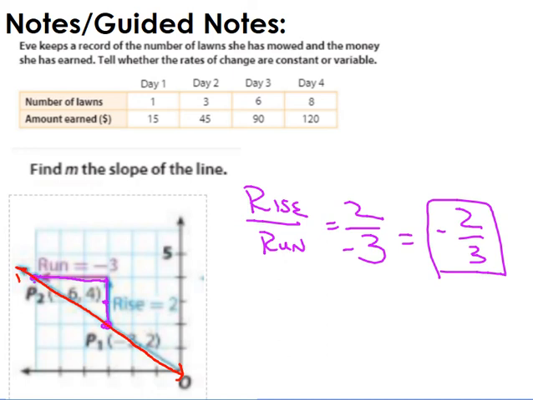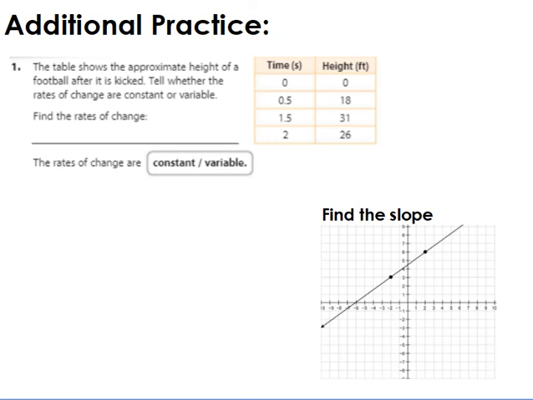We're going to practice a couple more of these because I know it could be a little bit confusing. So I have another table and another graph that we're going to find the rate of change and the slope of. Okay, so we talk about the approximate height of a football after it is kicked. Tell whether the rates of change are constant or variable. Find the rate of change. So, same thing. If we have a horizontal or vertical table like so, x is always on the left. So this would be my x. Y is always on the right. So that's important to know.